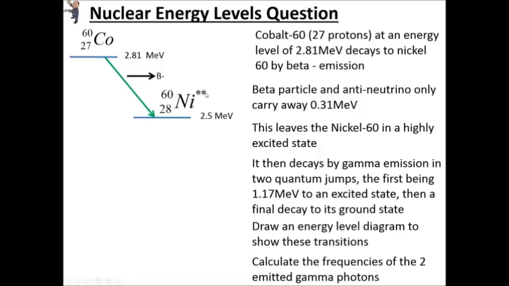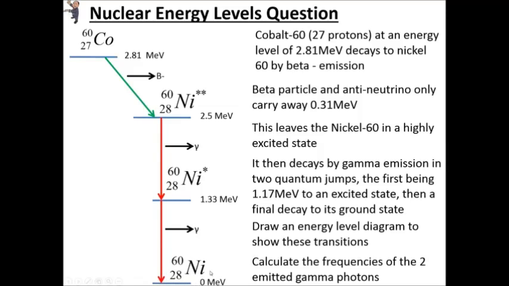Sometimes this star notation means that it's in an excited state. So 2 stars means it's in a highly excited state. It then decays by gamma emission in 2 quantum jumps, the first being 1.17 mega electron volts to an excited state, then a final decay to its ground state. So here's the first 1.17, so 2.5 minus 1.17 will be 1.33, and I've now just got 1 asterisk to show that it's in less of an excited state. Then it can decay via a 1.33 mega electron volt gamma emission down to its 0 state. So now it's just nickel 60 with no star.